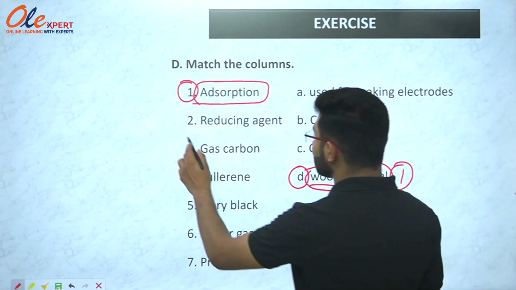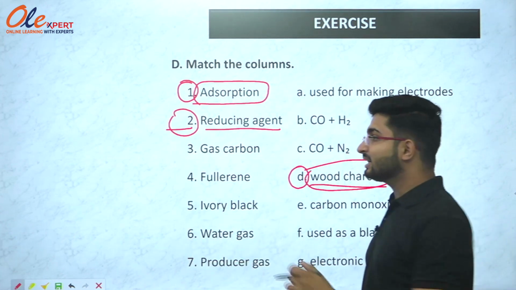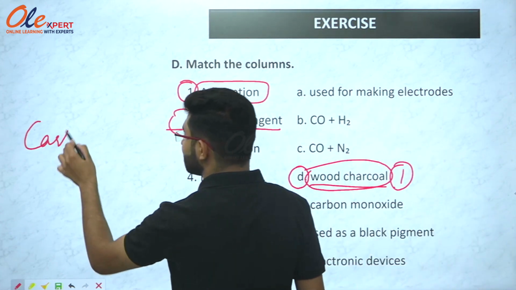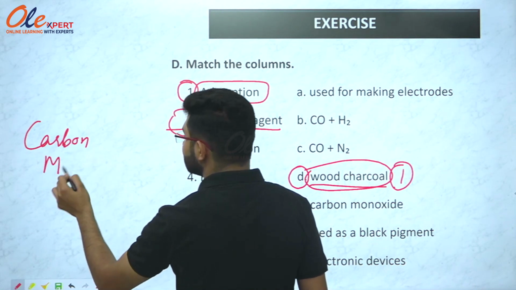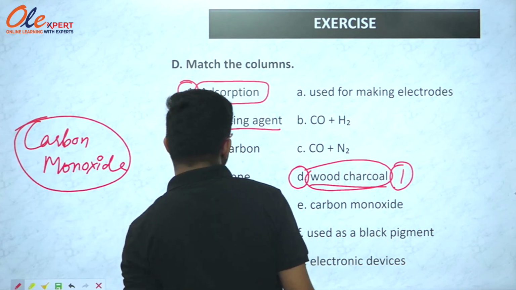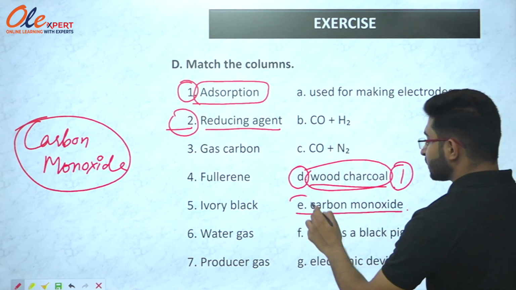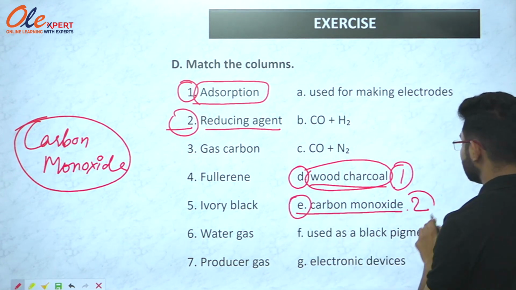Okay, now we are going to talk about the second part, that is reducing agent. So we have studied in the chapter that carbon monoxide is the best reducing agent. Carbon monoxide. Okay, so you can see in the second column carbon monoxide is given over here. So correct answer is E. You can write 2 in front of it.